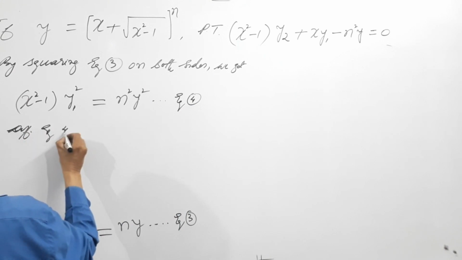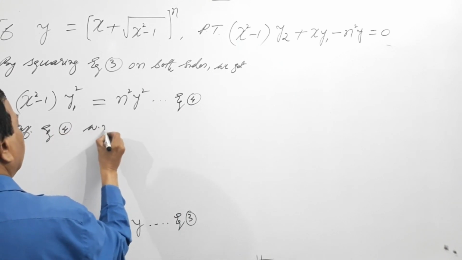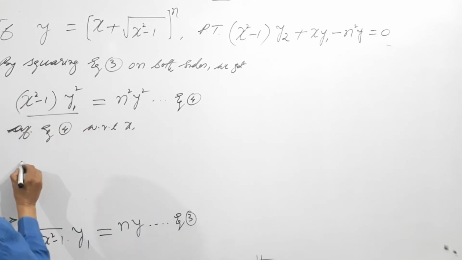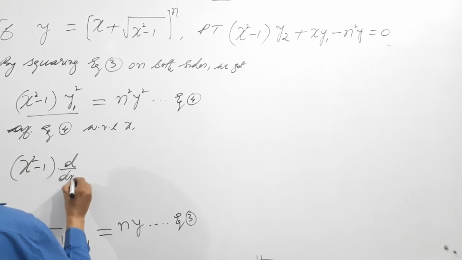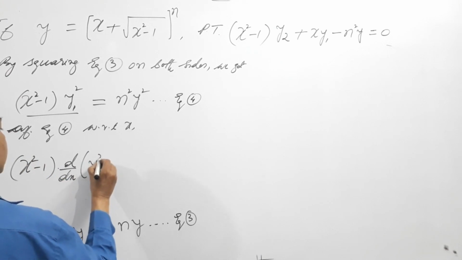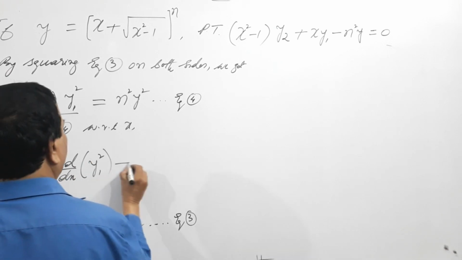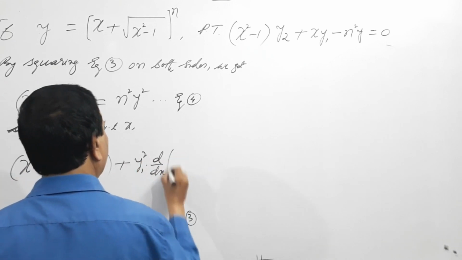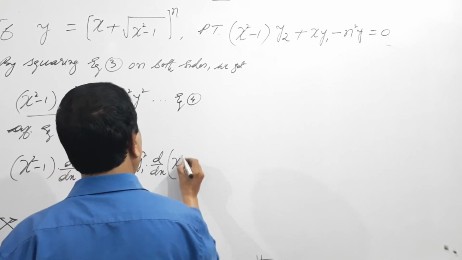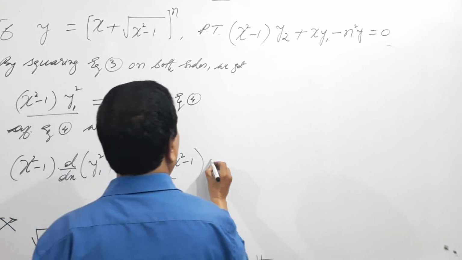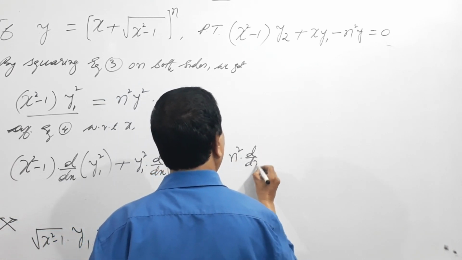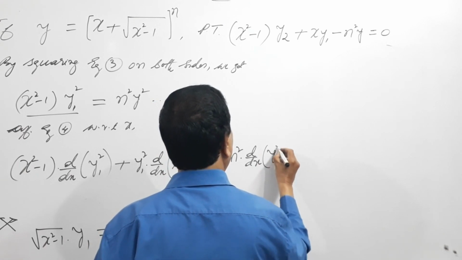Differentiating equation 4 with respect to x. What happens? Here use the product rule. I'll keep x square minus 1 into d by dx of y1 square, plus y1 square into d by dx of x square minus 1, equals n square into d by dx of y square.